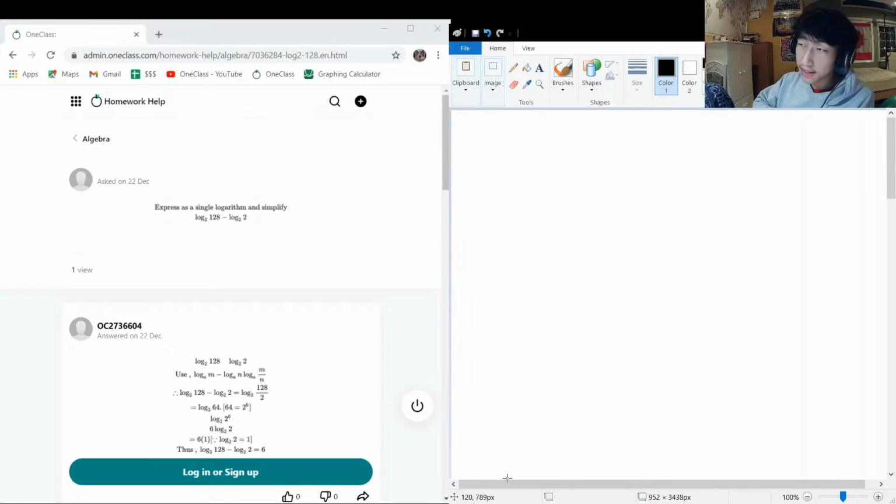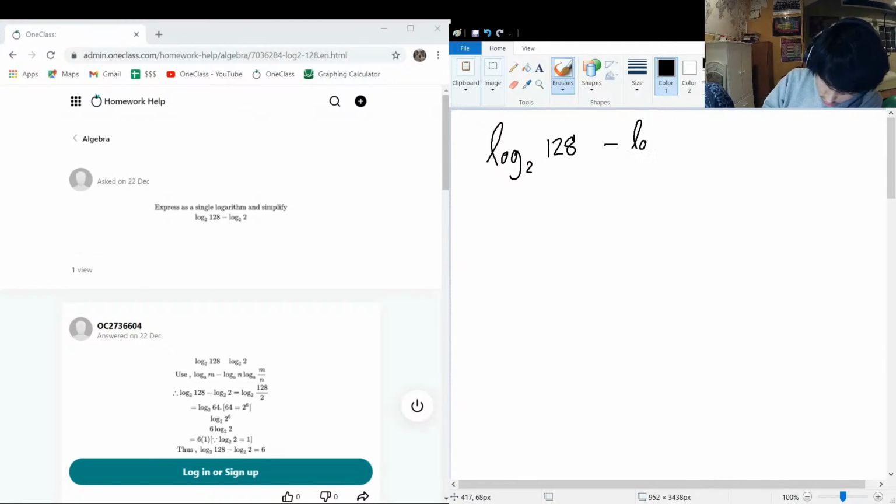Okay, so the next question that we got on the menu today is asking us to express the following expression as a single logarithm and then simplify it. Okay, so this is what we're starting off with. We're starting off with logarithm base 2 of 128 minus the log base 2 of 2. Let's put these in brackets so that we're clear that they're related to each other. And we're going to try to simplify these, okay?